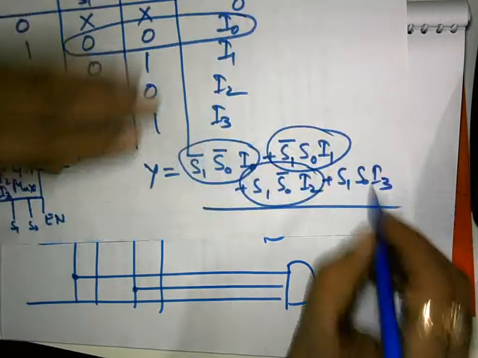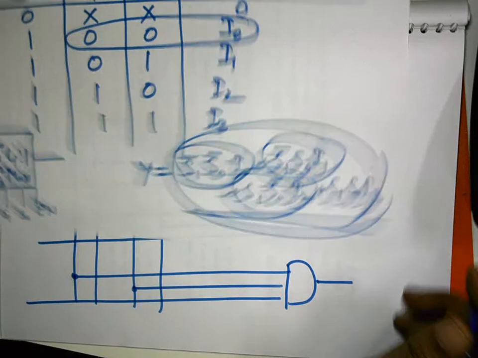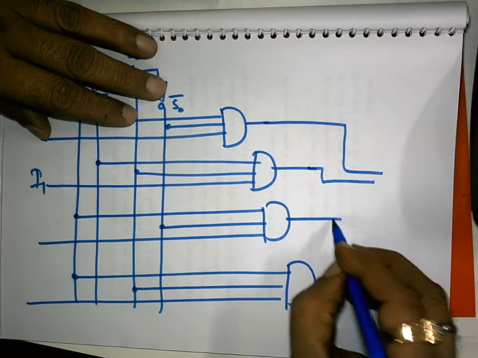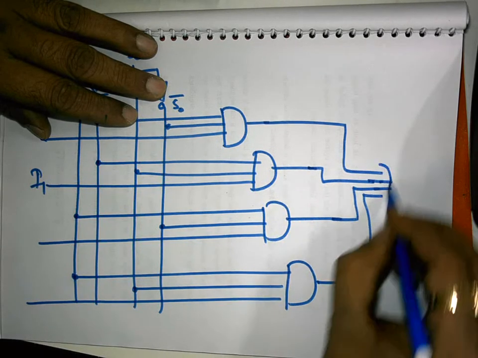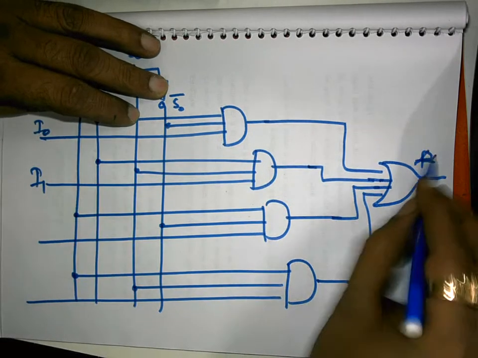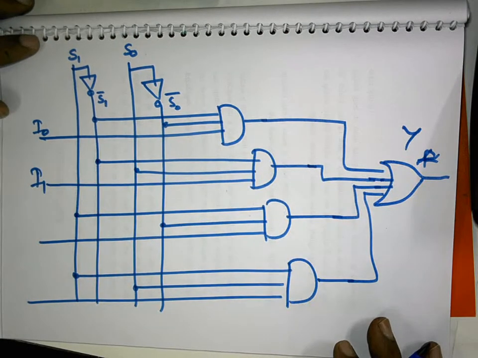Now what the final expression says is that this is the OR of all these outputs. So finally we will apply all these outputs to an OR gate. This is the final Y of this multiplexer. So this way we can design a 4:1 multiplexer. Similarly, we can design 8:1 mux, 16:1 mux.